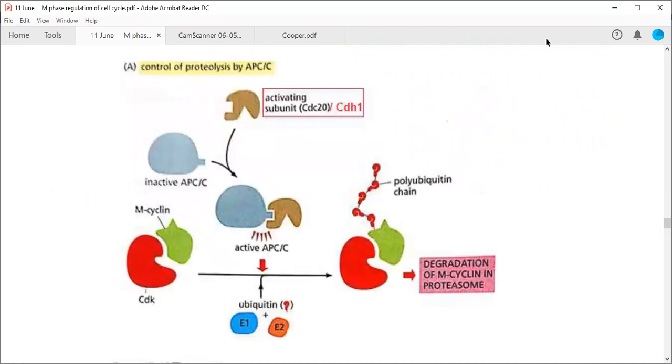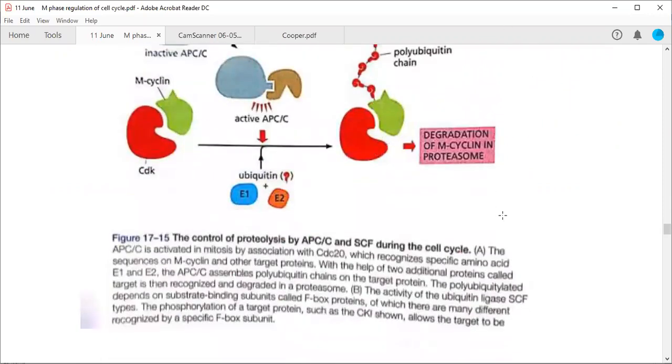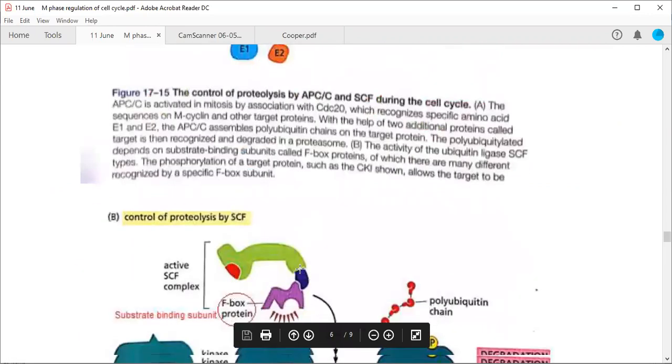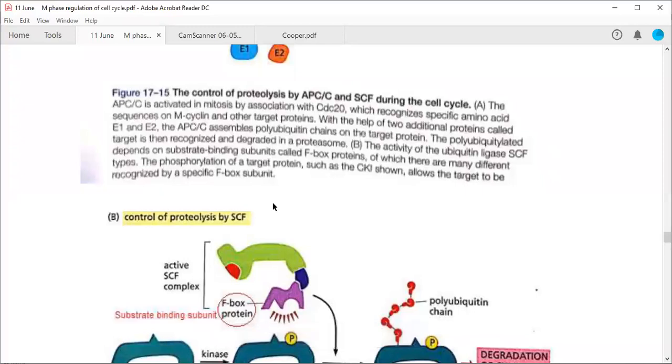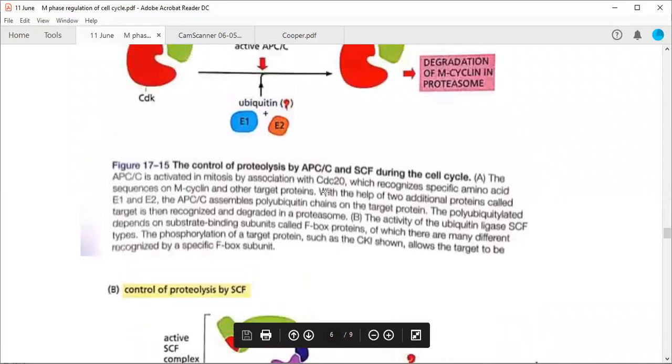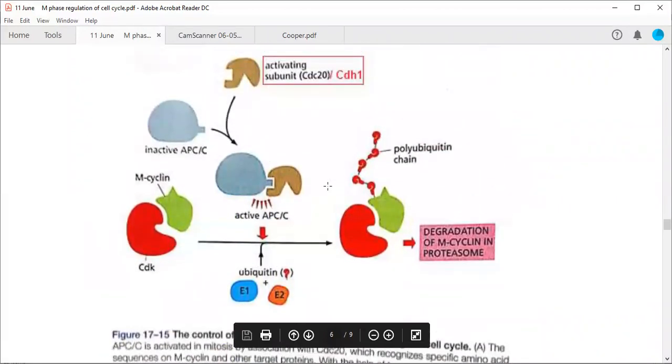One is this, that is control of proteolysis by the APC complex, anaphase promoting complex. And the second is control of proteolysis by this SCF, which I told you is a combination of SKP1, cullin protein and F box protein. So this is the F box protein, and the other two proteins are here. One is your SKP, and the blue color protein is your cullin protein. Okay, we will discuss this, but before this we need to discuss this particular one.